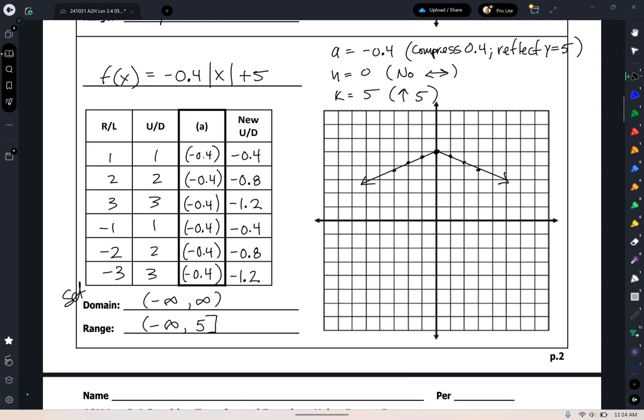using the parent patterns to do this. So thing to remember about absolute value, the parent pattern is one right, one up, two right, two up, three right, three up, right? One left, one up, two left, two up, three left, three up. Okay. So keeping the parent pattern in mind. Okay. Good. Okay. Let's do another one.